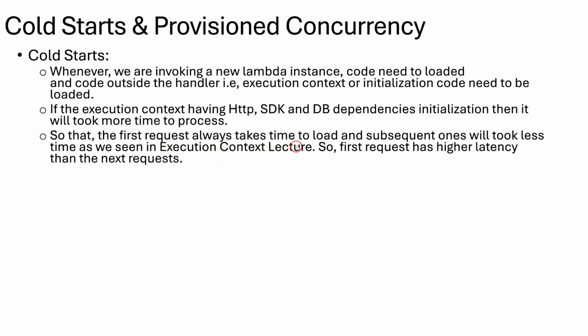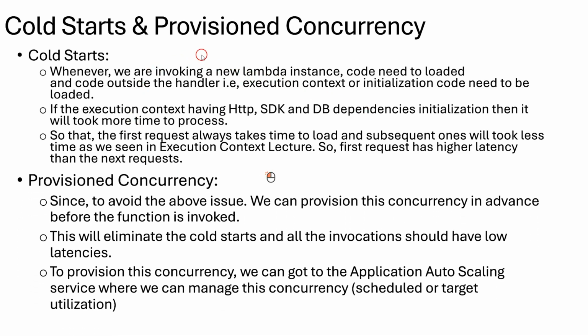If you follow my videos, you can see the execution context lecture where I have shown in the hands-on how execution context helps subsequent requests lower their latency. But the first request has higher latency than the next request. Even though execution context helps in improving our Lambda, the first request always takes time. This is called cold start. The first invocation of the Lambda will take time because of dependency initializations.